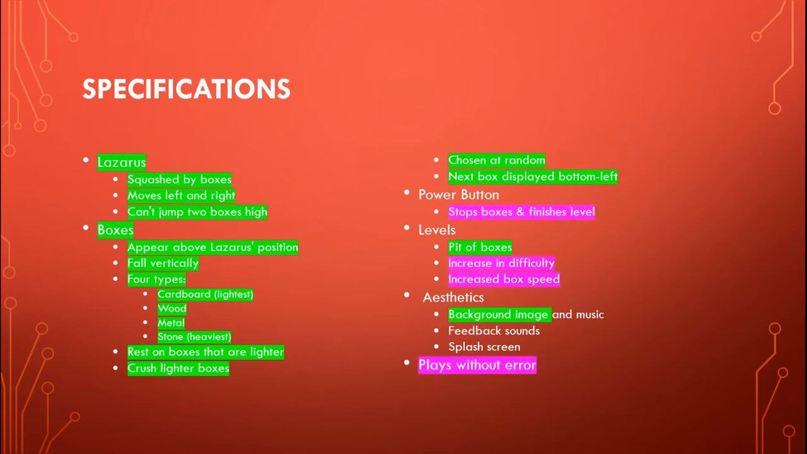Okay, in this one we're going to introduce the power button, in which we actually stop boxes and finish the level. We're going to have another level which will increase the difficulty and also increase the box speed, and we're also going to test it again to make sure that we are managing to continue this without any errors. Okay, so time to make some new levels.